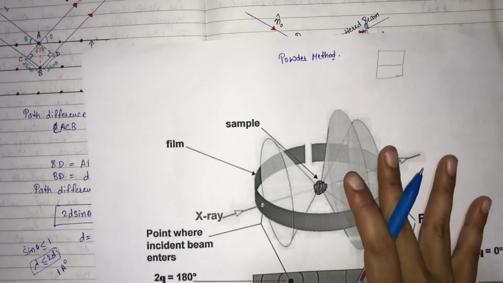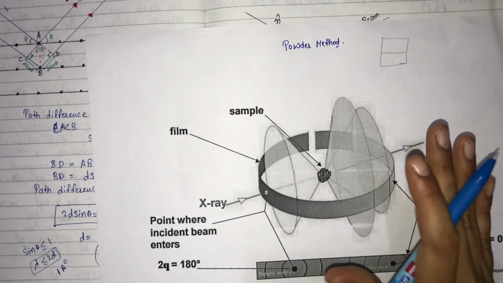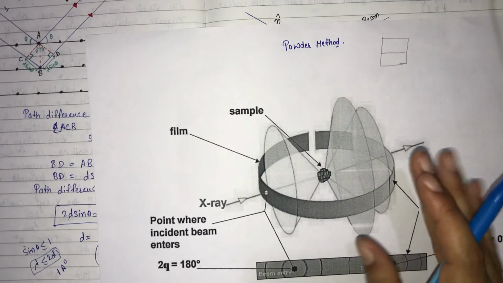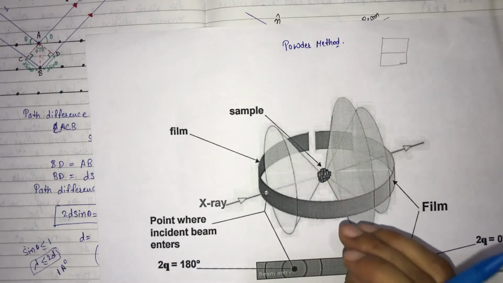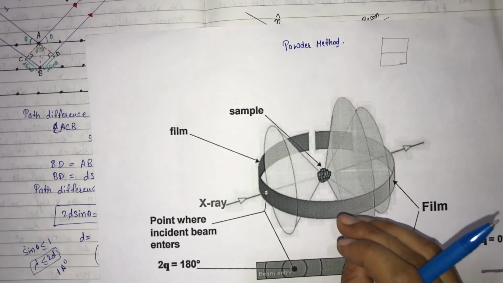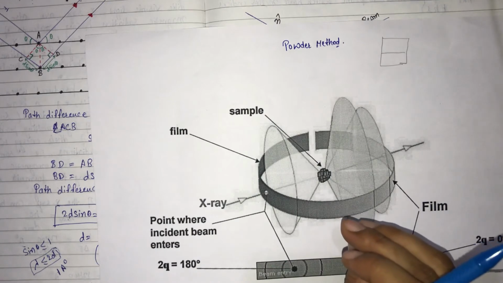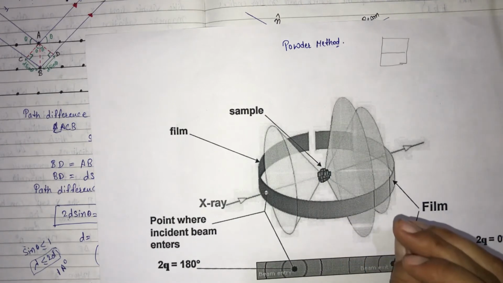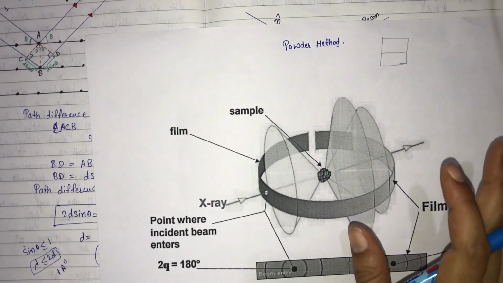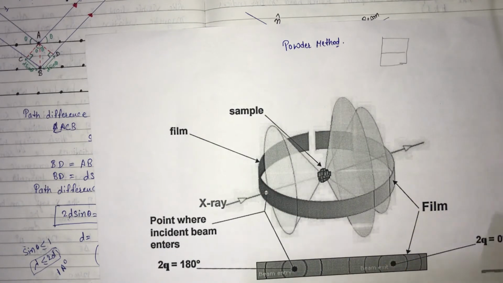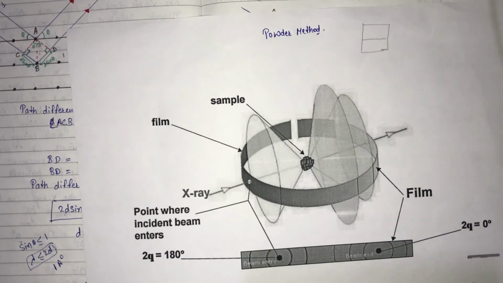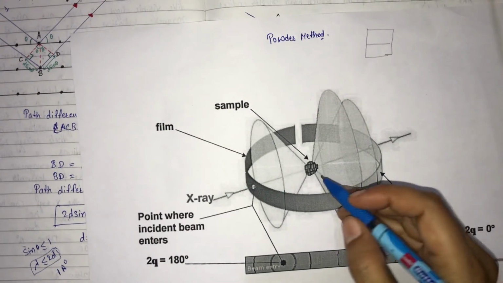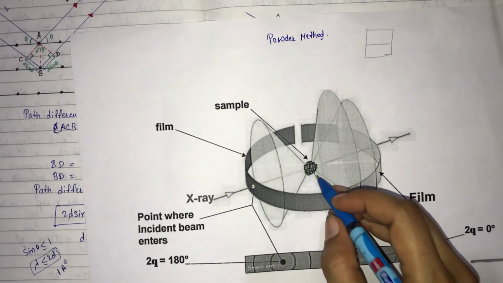Clear? Now in this case, in the powder method, this limitation can be overcome, because we use the sample in powder form, and the sample which we are going to study need not be a single crystal. It's not important that it must be a single crystal. So this is used to study polycrystalline materials.